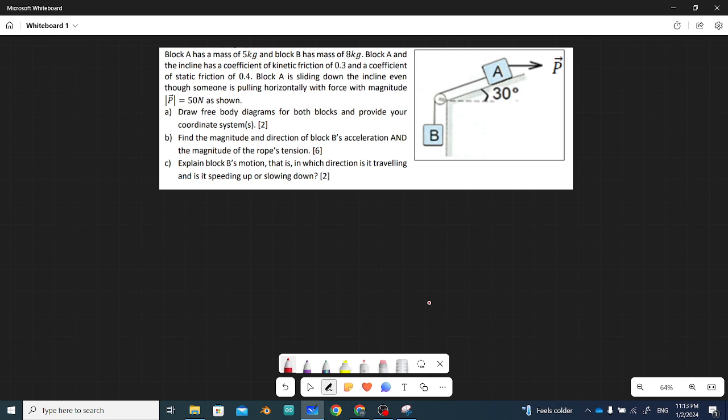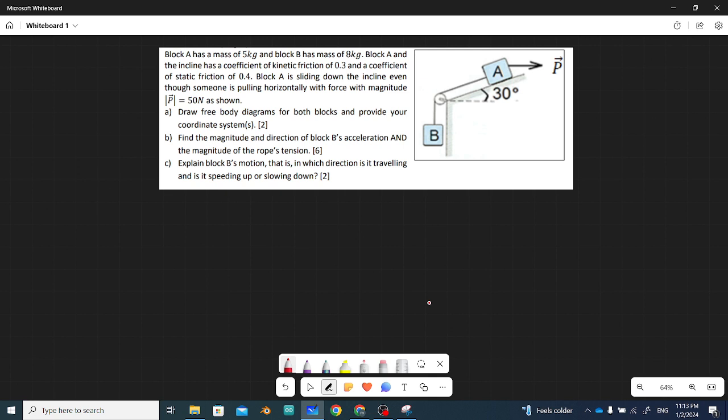50 newtons, as shown. Draw a free body diagram for both blocks and provide your coordinate system. Find the magnitude and direction of block B's acceleration and magnitude of the rope's tension. Explain block B's motion, that is, in which direction it is traveling and is it speeding up or slowing down.